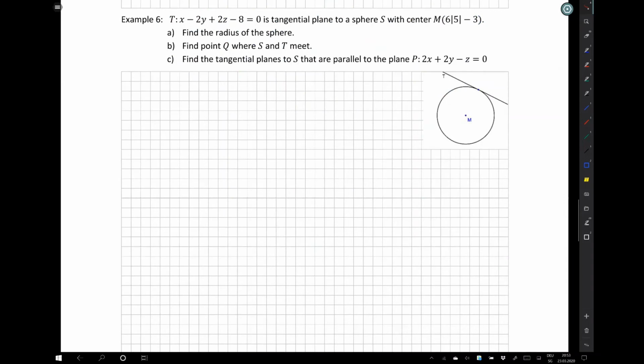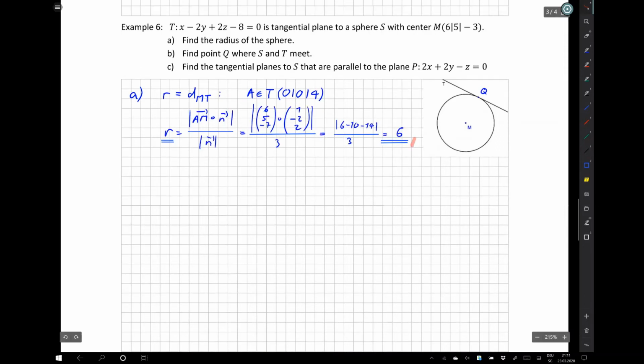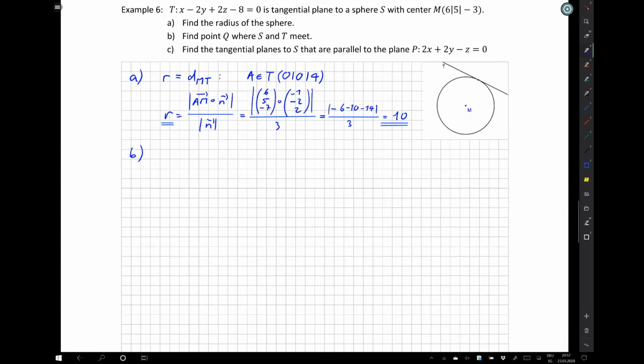Read example 6 and try to solve it on your own. So stop the film now, and here comes the solution. The radius corresponds to the distance of the point M from T, so we have to find an arbitrary point A on T, for example 0, 0, 4, and we find that the radius is 6 units. In task B, we have to find this point Q, where the tangential plane touches the sphere, and since we have to find that point Q, it turns out it would have been simpler to find it first and then solve A, with the radius being just then the distance MQ.